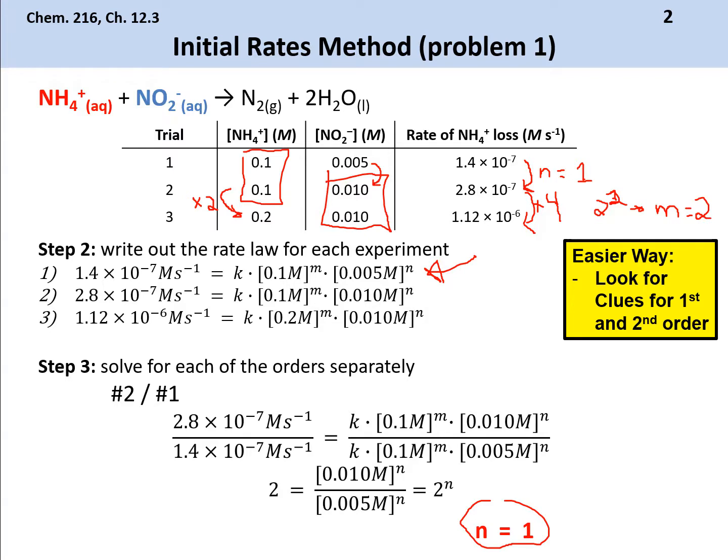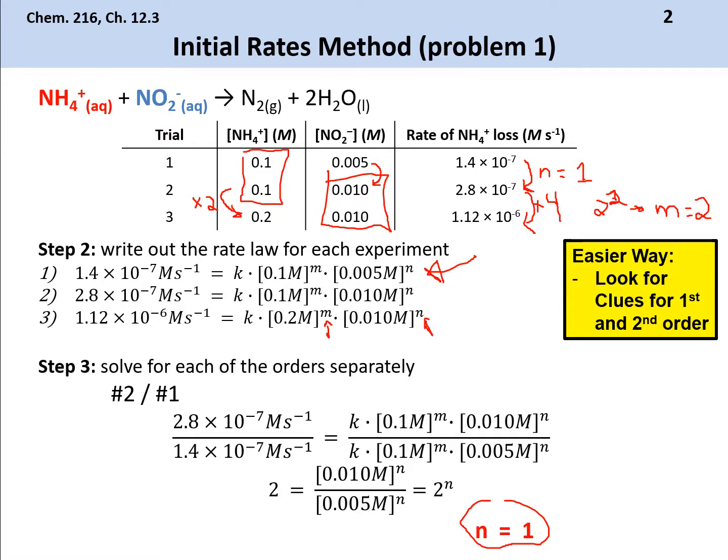Okay? So remember, m and n, we need to find these. We can either do the long way or look for these clues. This doesn't always work. On some of the other ones, it's harder to tell. Usually that happens when you're not simply doubling it, you're increasing it by 2.3 or something.